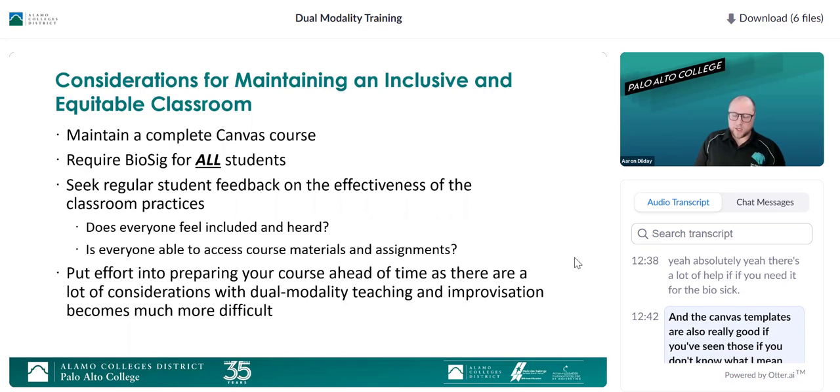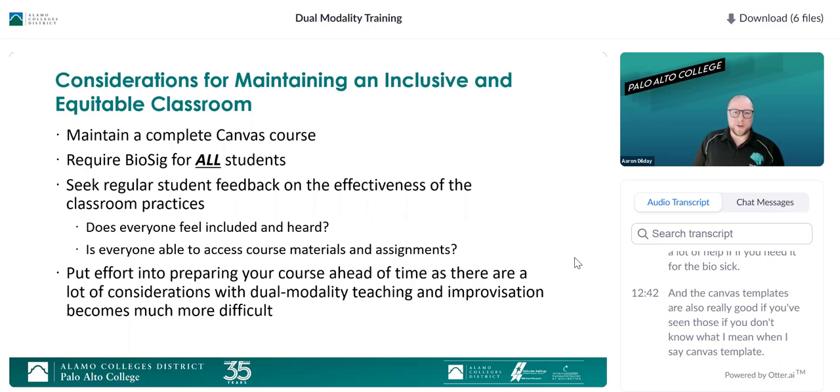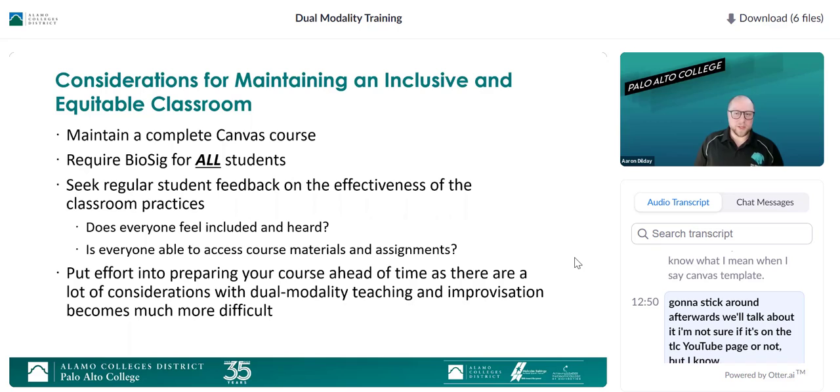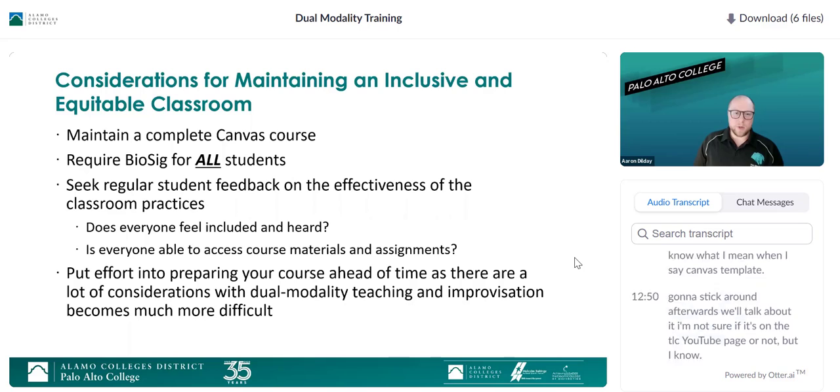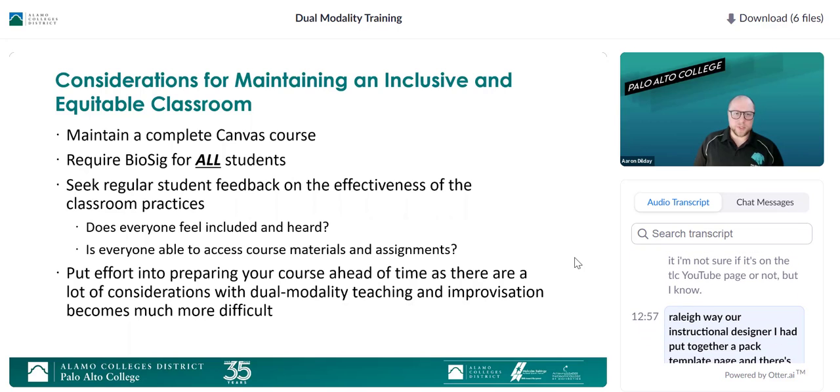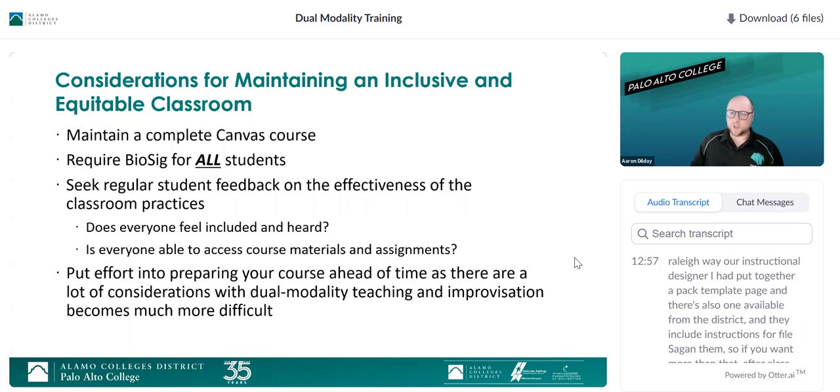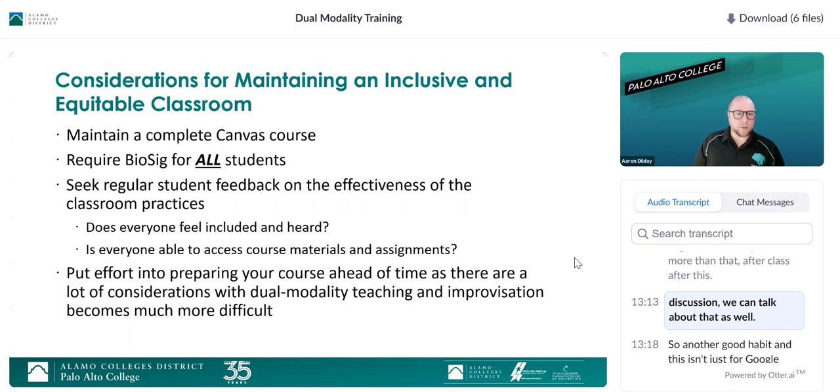And the Canvas templates are also really good if you've seen those. If you don't know what I mean when I say Canvas template, you can stick around afterwards and we'll talk about it. I'm not sure if it's on the TLC YouTube page or not, but I know Raleigh Way, our instructional designer, had put together a PAC template page, and there's also one available from the district, and they include instructions for BioSig in them. So if you want more on that after this discussion, we can talk about that as well.